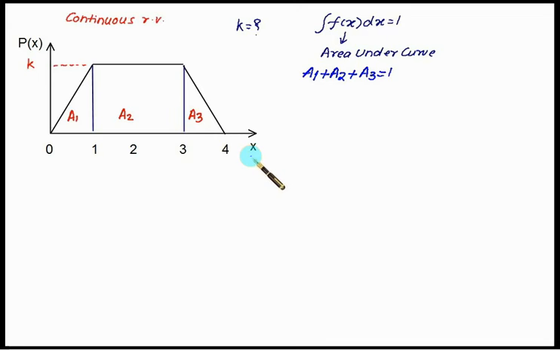Area of a triangle is given by 1/2 times base times height. The base is equal to 1 and the height is the same as k. So 1/2 into 1 into k, plus the area of this rectangle, where the base is 3 minus 1, which is 2, and k is the height, so 2 into k, plus the area of the third triangle, where the base is 1 and height is k, so 1/2 k multiplied by 1, is equal to 1. If we solve this, we will get the value of k, which is equal to 1/3. So using the simple computation of integral f(x) dx, we can calculate the unknown value of k, and this value of k is equal to 1/3.